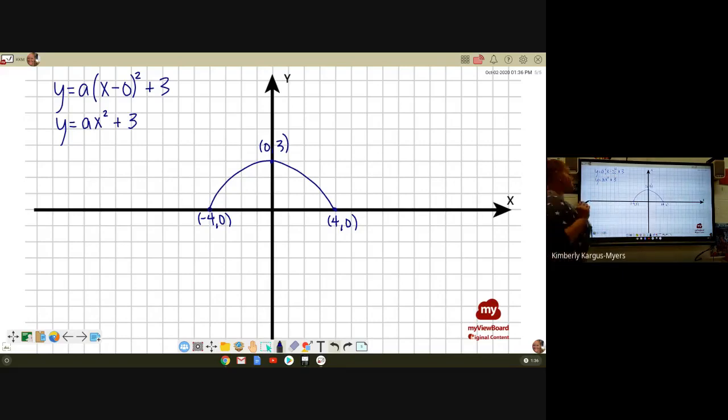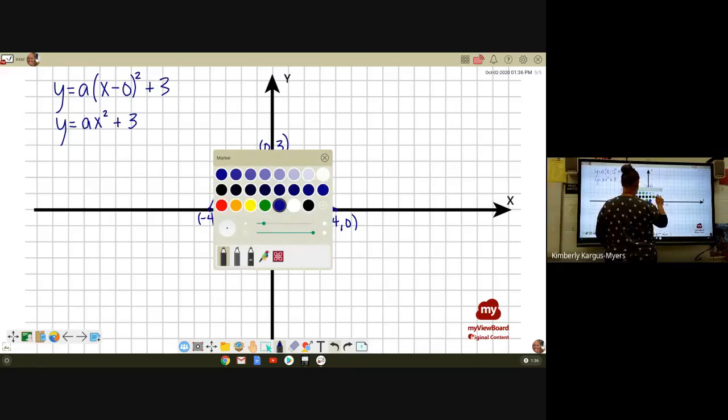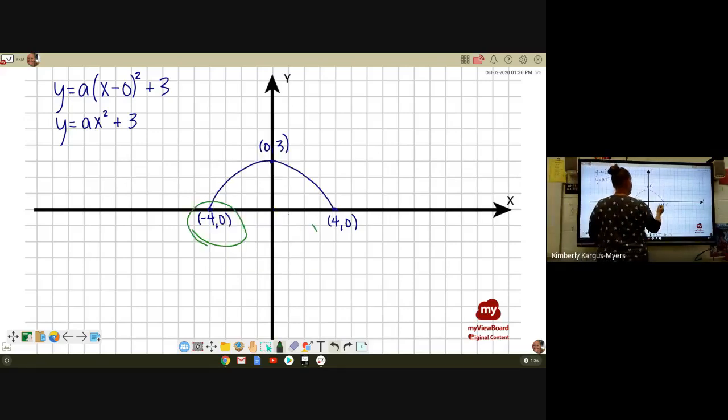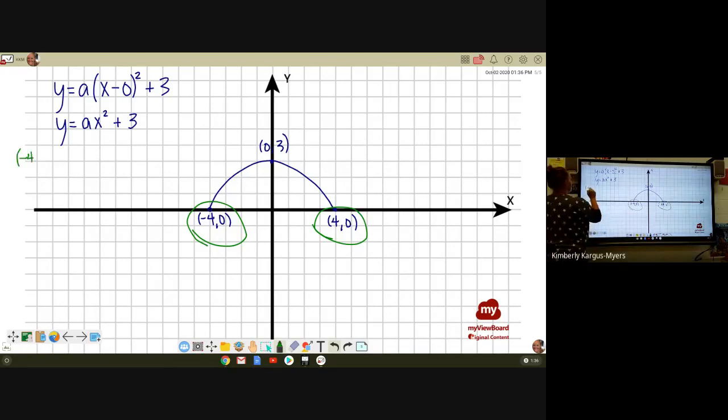Now choose a point. It doesn't matter which one. You have this point on your parabola, you have this point on your parabola. Let's use (-4, 0). Why not? (-4, 0) is the point that we're going to plug in so we can figure out what a is. 0 equals a times (-4) squared plus 3. So 0 equals 16a plus 3. Maybe you're seeing what's happening here.